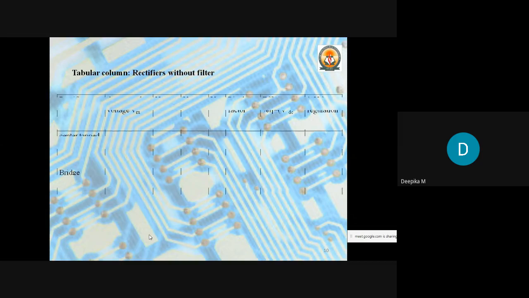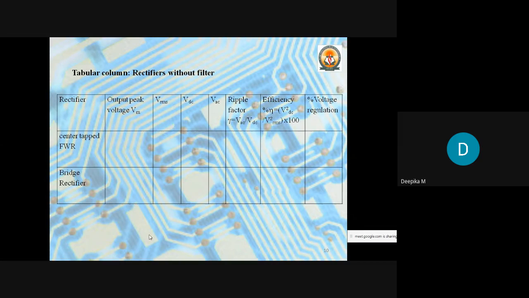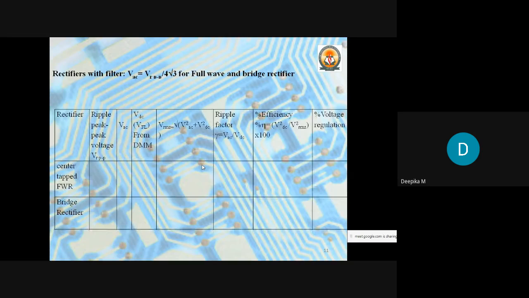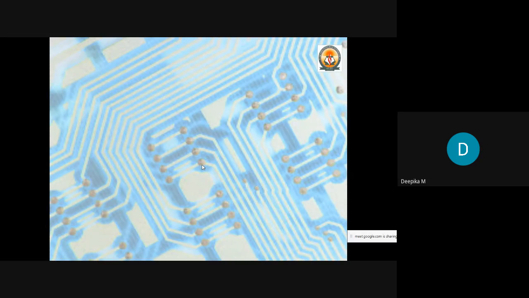And coming to the tabular column, here we have it for the center tapped and also for the bridge wave rectifier. I'll explain the bridge wave rectifier in the further slides. Here VM has to be measured by using the CRO screen, and VRMS, VDC, and all these things can be calculated by using the formulas. Okay, so this is the tabular column without filter. For with filter, as I told you, the formula is a little different. Again here also we need to measure the peak to peak voltage, and the other things can be calculated by using the formula and tabulated over here.